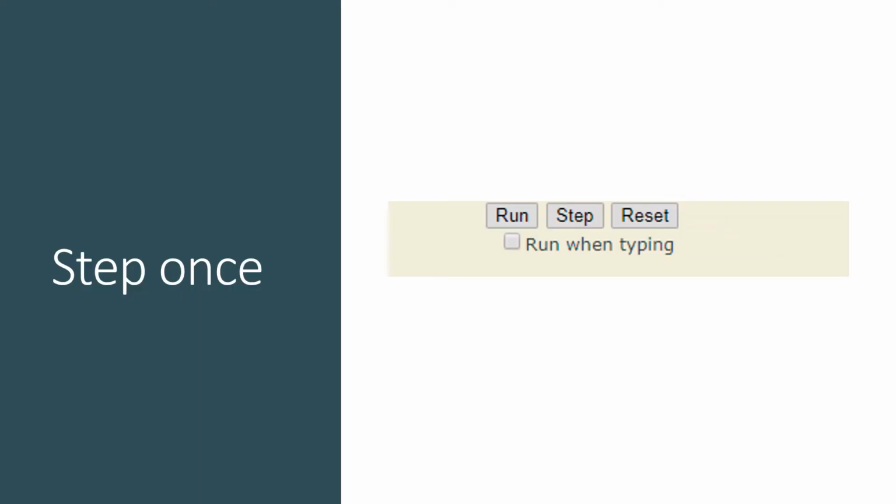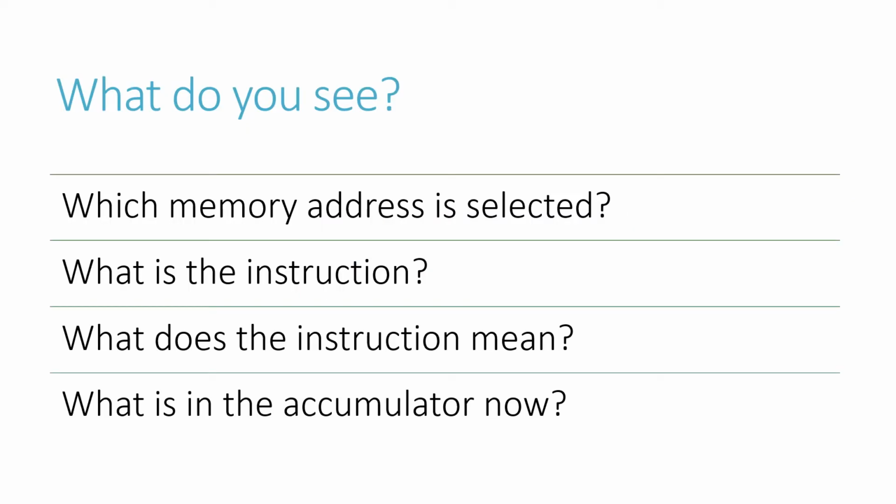Now we can run the whole program in one go, or we could step through line by line. Let's do that for now. So find the button that says step and click on it once to step through the very first instruction in the program. When you do that, what do you see on the screen? Which memory address has been selected? What is the instruction at that memory address? What does this instruction mean, and what is the value in the accumulator now?